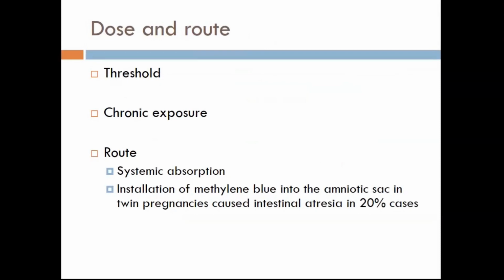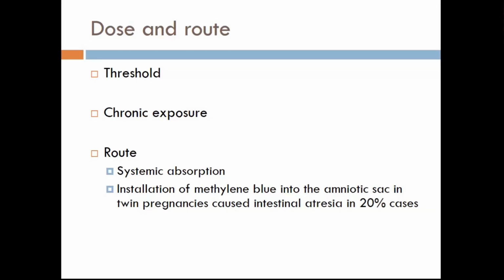A chronic exposure is more important than an acute exposure. If she gets exposed once, probably it will not cause much effect. If she is chronically exposed to a drug, it will cause more effect. Then route and systemic absorption are very, very important. If there is systemic absorption of the drug, then it will cause teratogenic effects.